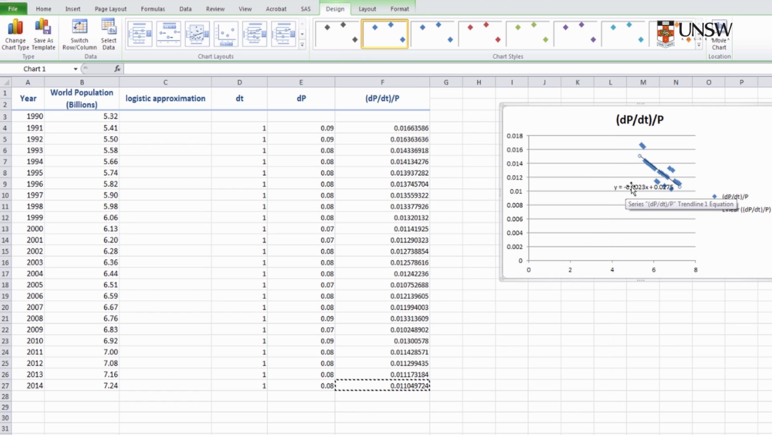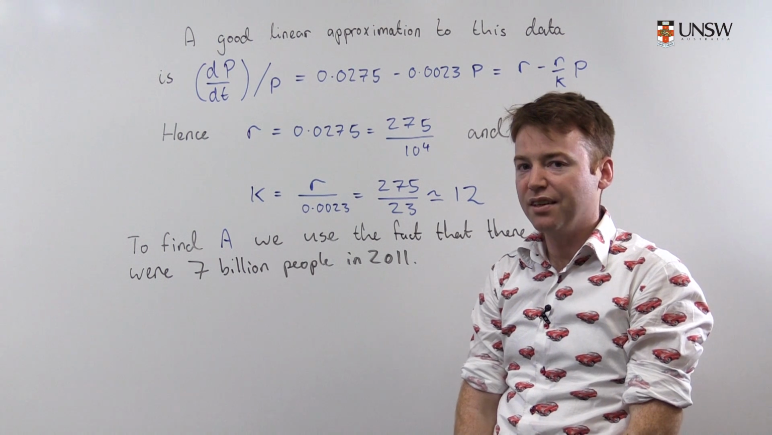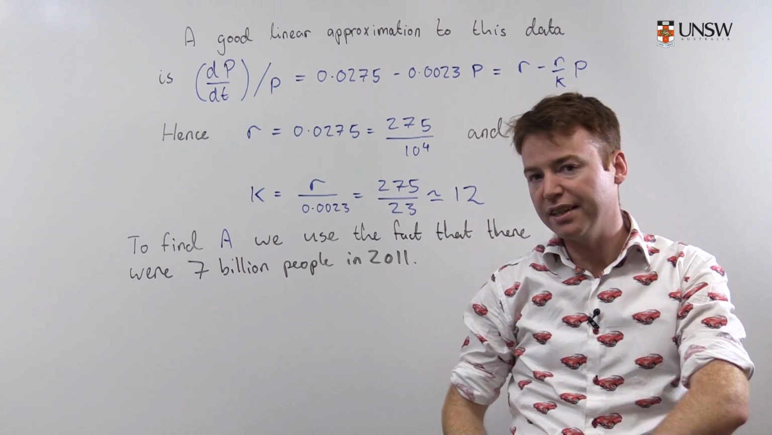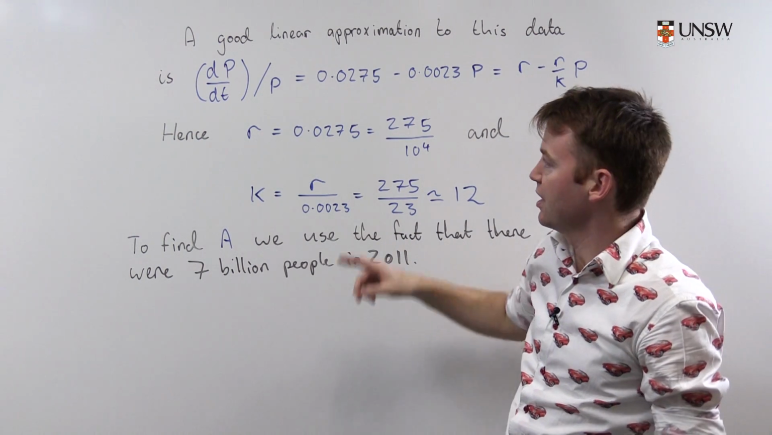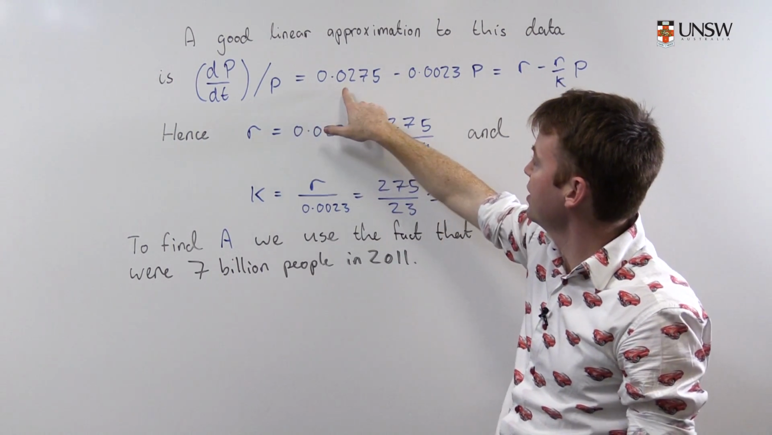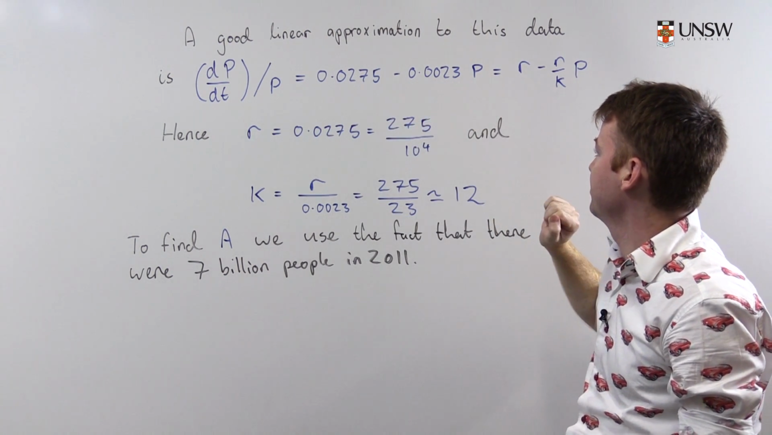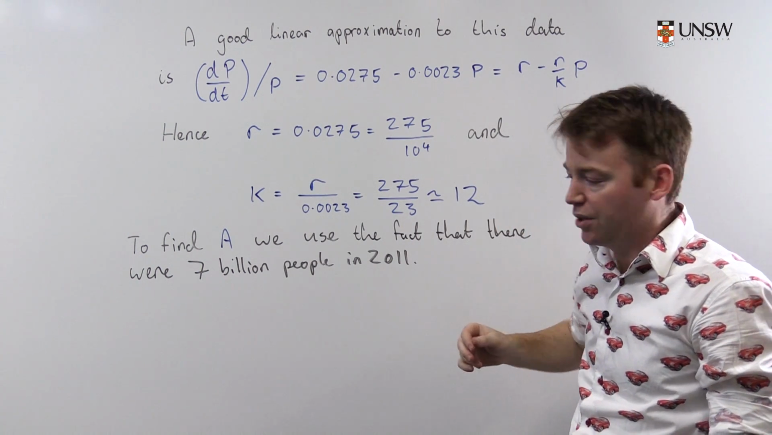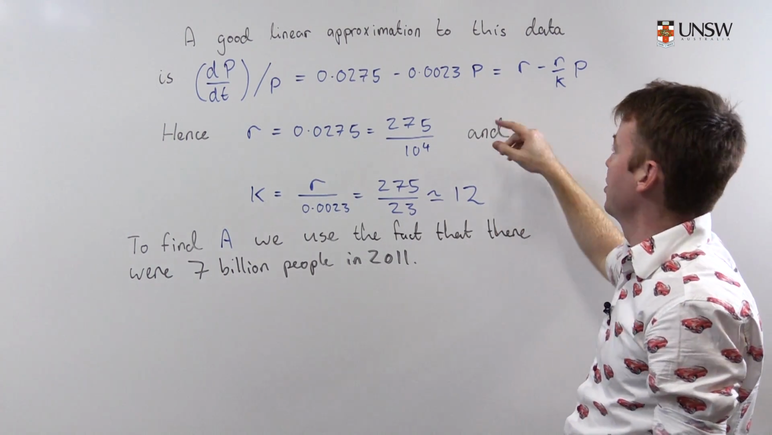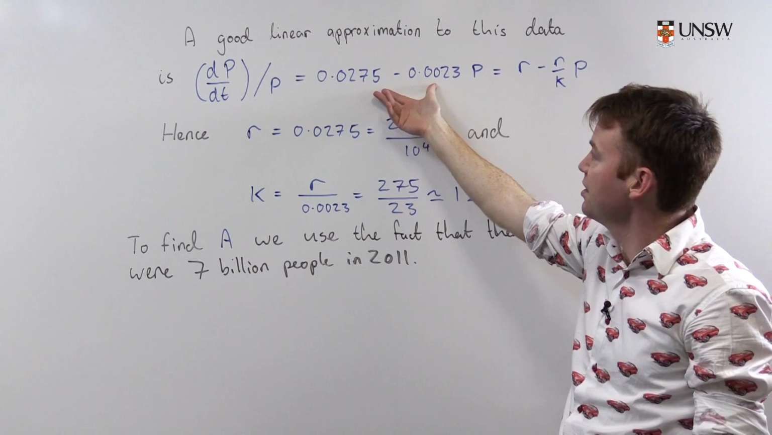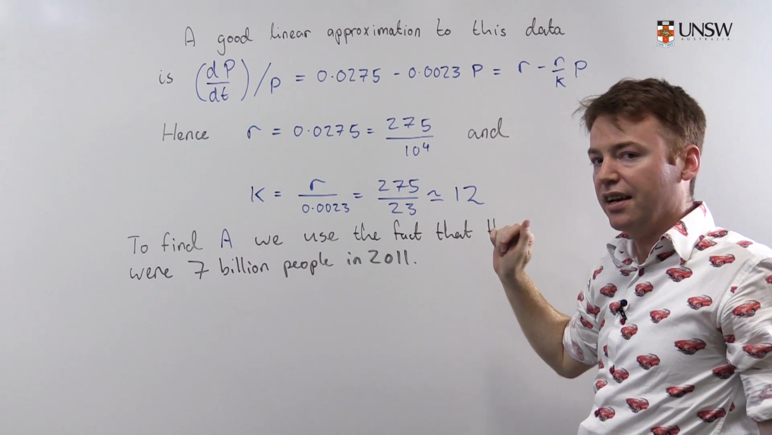Close that. Here's a lovely equation of a trend line. This tells us what we need to know about the logistic equation. Assuming population growth is logistic, then dP/dt divided by P should be linear. And Excel has told us that a good linear approximation to this quantity is 0.0275 minus 0.0023P, which, according to the differential equation for the logistic curve, should be equal to r minus r on K P. That means we can use this to determine the parameters r and K.